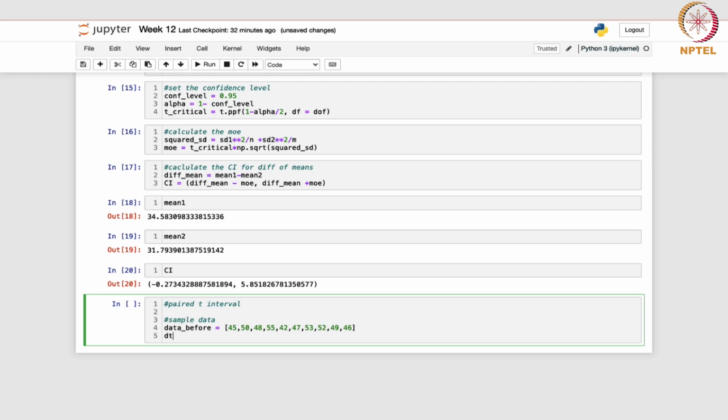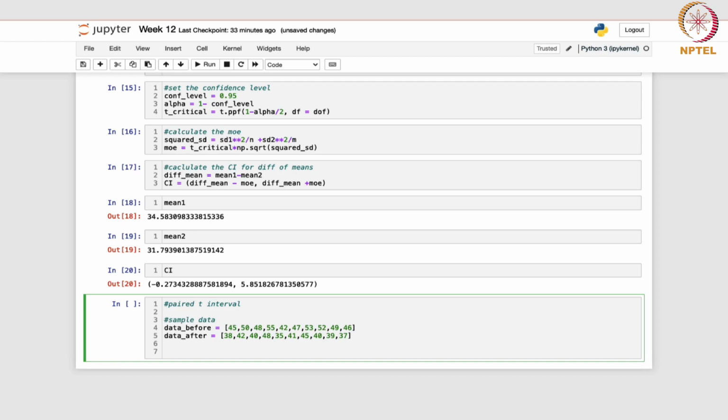Likewise, I can define the data afterwards. So in this case, it can be, suppose, 38, 42, 40, 48, 35, 41, 45, 40, 39, 37. Okay.